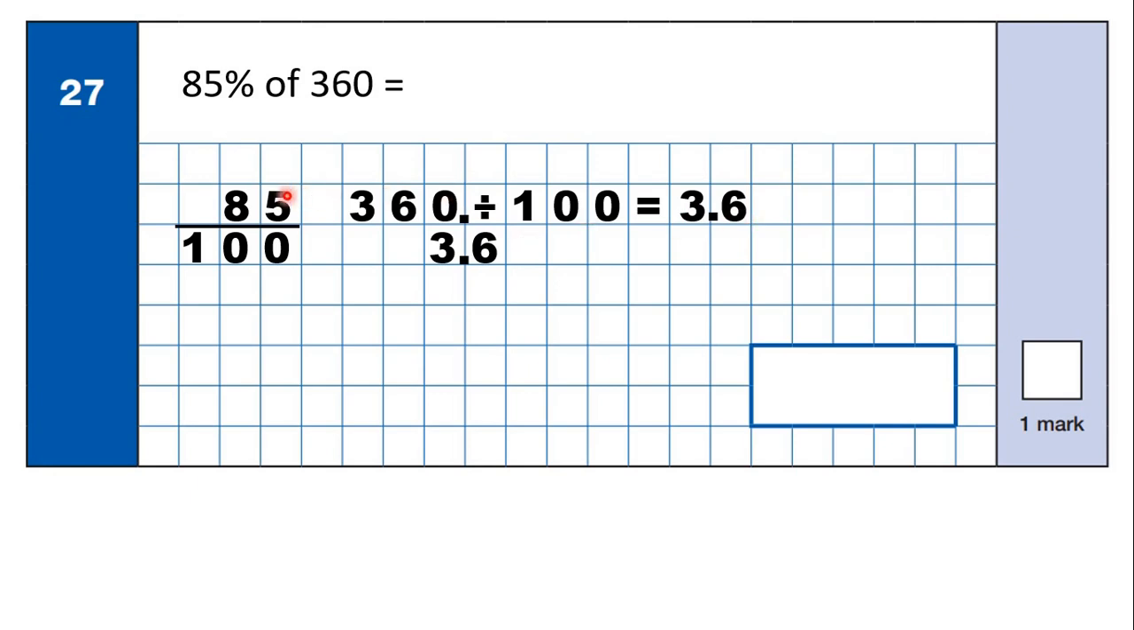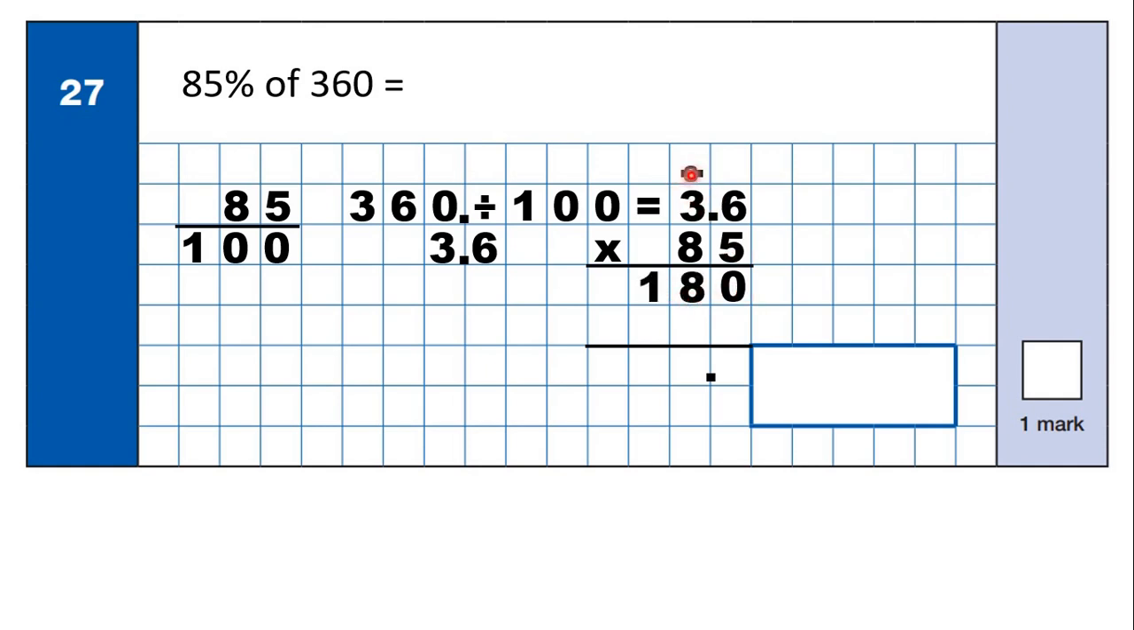But then we need to multiply by the numerator. So we have 3.6 times 85. What we need to remember is that if there is a decimal point in the question, we need to copy it down into our answer. One decimal place in the question means we have one decimal place in the answer. So now 6 times 5 is 30, so 3, 0. 3 times 5 is 15, plus 3 is 18.